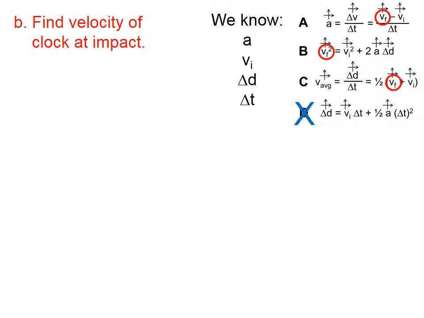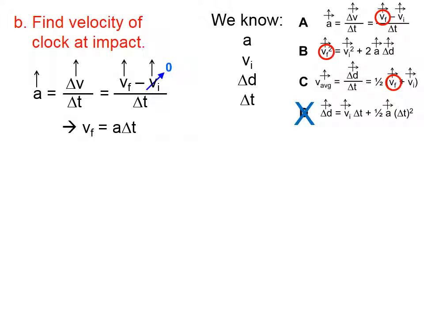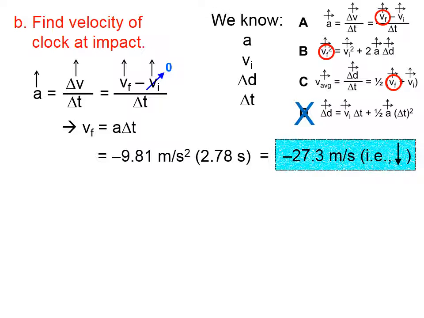And what that means is we could pretty much use any of these three other equations to help us find VF. I'm going to choose equation A. The initial speed is 0, so I'm going to solve this equation for VF by multiplying both sides by delta t. The final speed then will be the acceleration, negative 9.81 meters per second squared, times the 2.78 seconds, negative 27.3 meters per second. That is 27.3 meters per second downward.